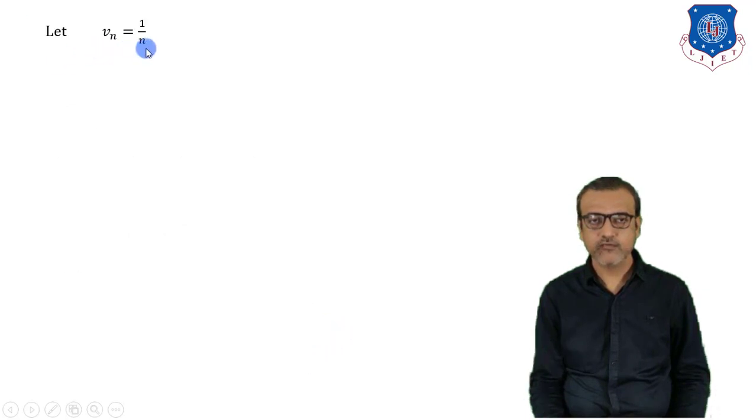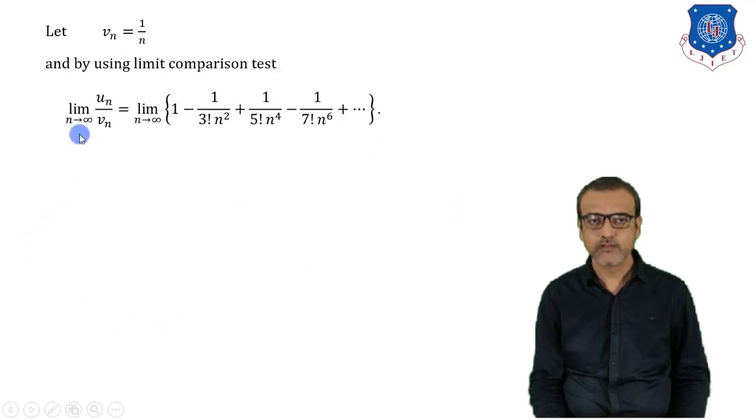Now let Vn equal 1 upon n, and by using limit comparison test, limit n tends to infinity un over Vn is equal to limit n tends to infinity, and 1 upon n will cancel out. So we have this result, that is 1 minus 1 upon 3 factorial n square plus 1 upon 5 factorial n raised to 4 minus 1 upon 7 factorial n raised to 6 and so on. Now as n tends to infinity, all these terms tend to 0. So the result is 1, which is a finite and non-zero value.